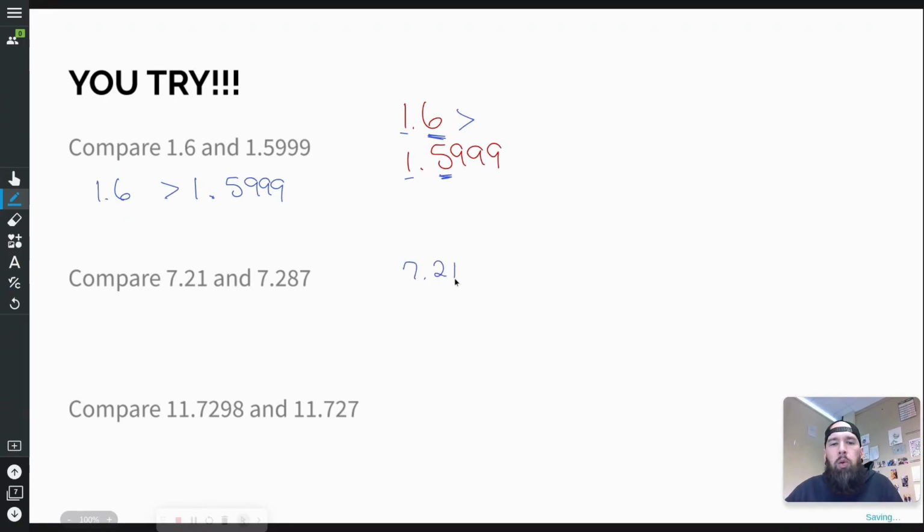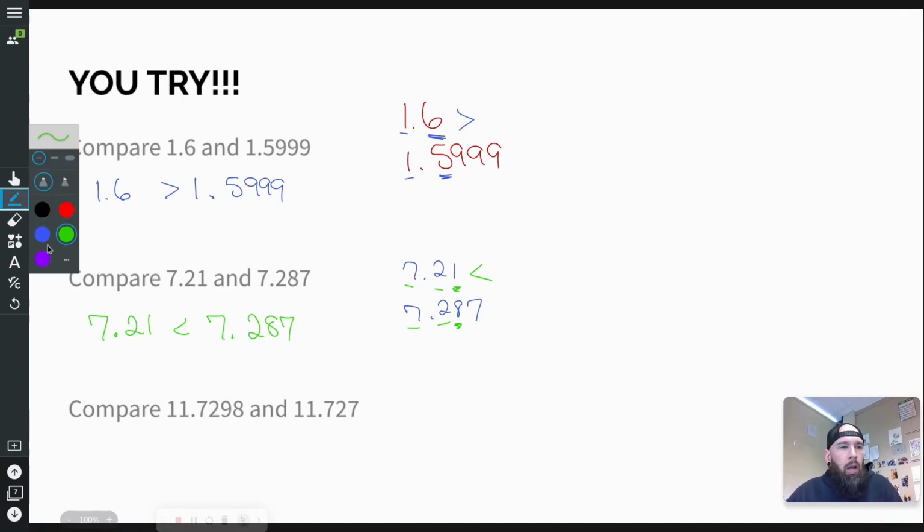Compare 7.21 and 7.287. 7's are the same. 2's are the same. The 1 and the 8 are not. 1 is less than 8. So 7 and 21 hundredths is going to be less than 7 and 287 thousandths.